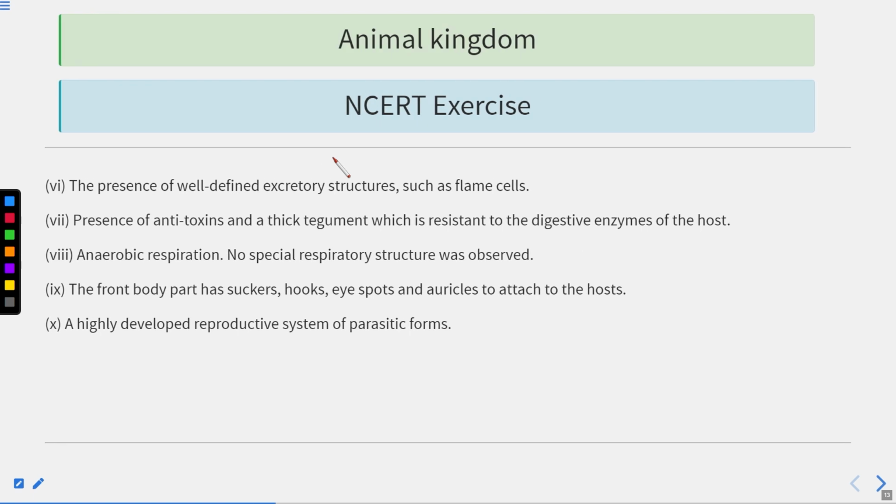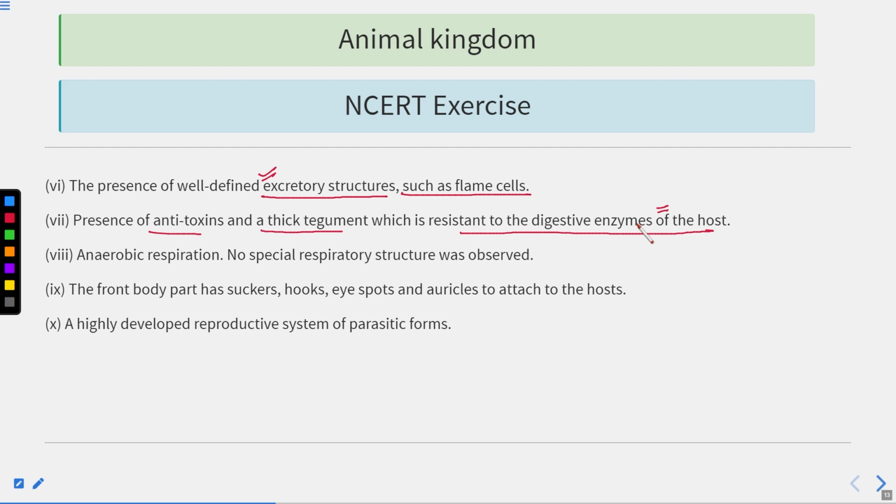The other features are the presence of well-defined excretory structures such as flame cells. Okay, so they have the flame cells that work as excretory structures. This is also a very, very important feature. Presence of antitoxin and a thick tegument which is resistant to the digestive enzyme of the host.